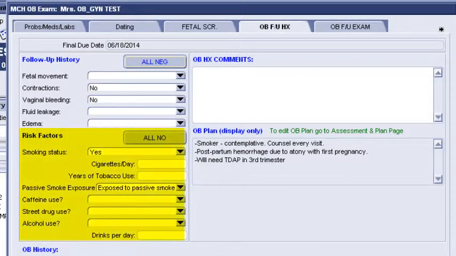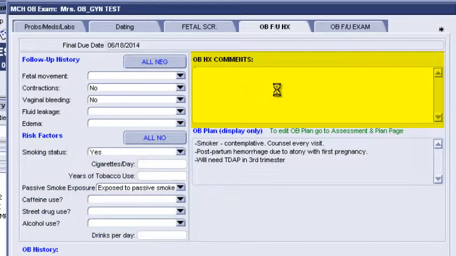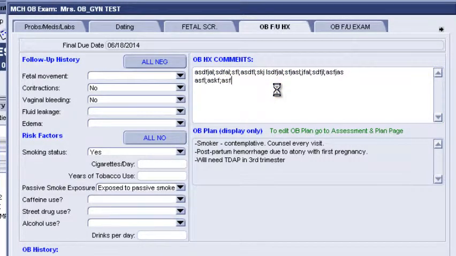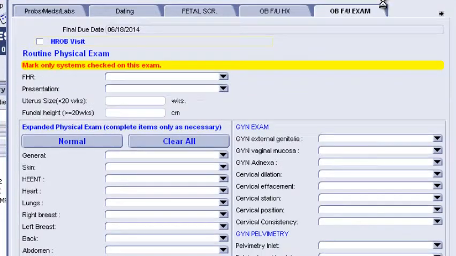There's also a set of questions around alcohol and smoking and drug use, which you should fill in. And then there's a free text box here in case the person has a separate complaint. So let's say she's complaining of nausea or a rash or something, you could type that in here. Now, moving forward to the next tab, once you're done with the history, that leads us to the exam.